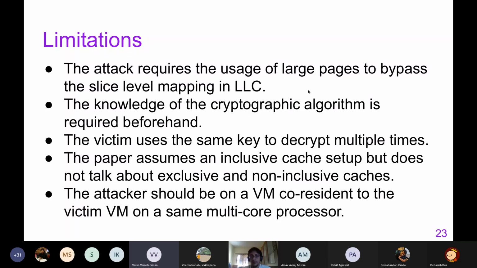Why I'm asking this is because for algorithms like AES and RSA, I am not particularly sure. You are a better person to tell me. Are their code snippets so big that they can't be stored inside an L2 or L1 cache, the private cache? I'm just asking for information because I'm not aware of that.